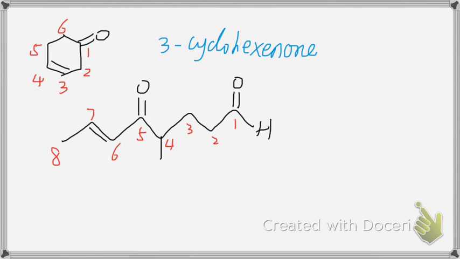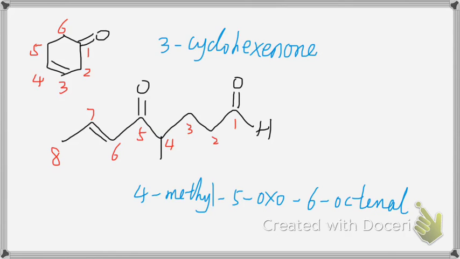And then our functional groups. At carbon 4, we have a methyl. Carbon 5 is an oxo. And carbon 6, we have the double bond. So the name of this compound will be 4-methyl-5-oxo-6-octenal. All right, so again, we omit the 1, the locant for aldehyde.